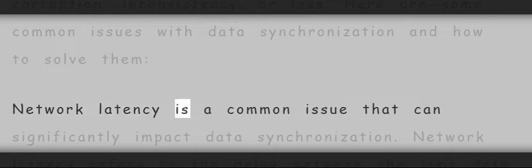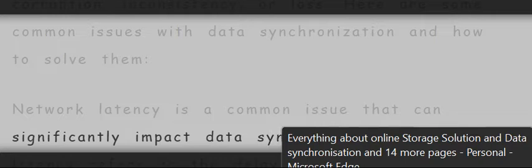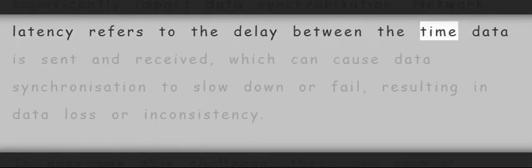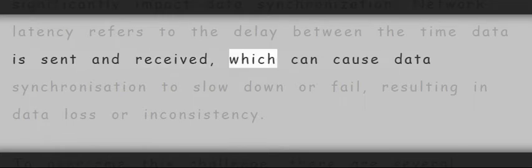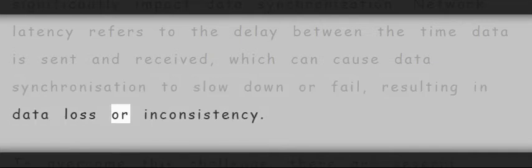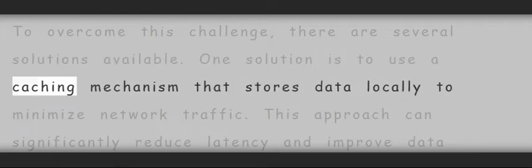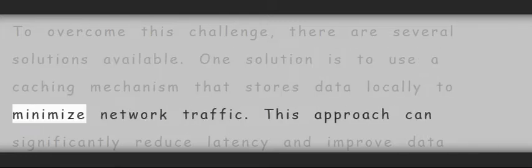Network latency is a common issue that can significantly impact data synchronization. Network latency refers to the delay between the time data is sent and received, which can cause data synchronization to slow down or fail, resulting in data loss or inconsistency. To overcome this challenge, there are several solutions available. One solution is to use a caching mechanism that stores data locally to minimize network traffic. This approach can significantly reduce latency and improve data synchronization.